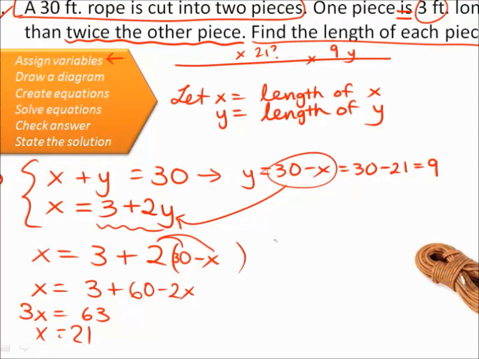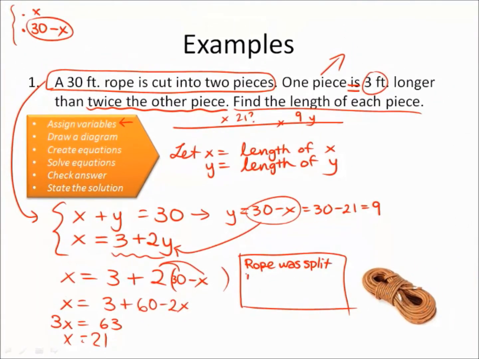So you can state your final answer and say that the rope was split into 21 feet and 9 feet pieces.